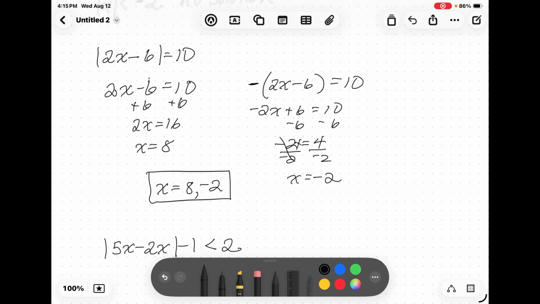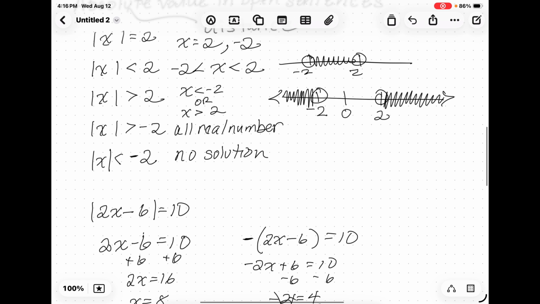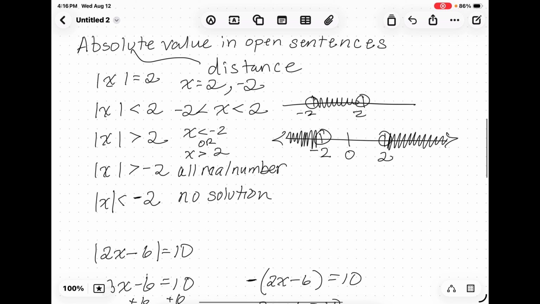Okay? So I think that's enough of an introduction to absolute value in open sentences. I'm going to revisit this absolute value in open sentences in another video and look at some additional applications with inequalities.